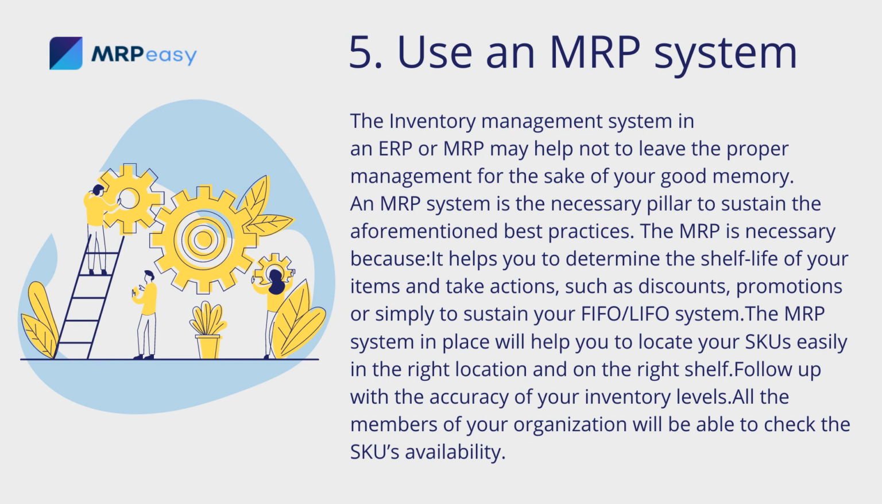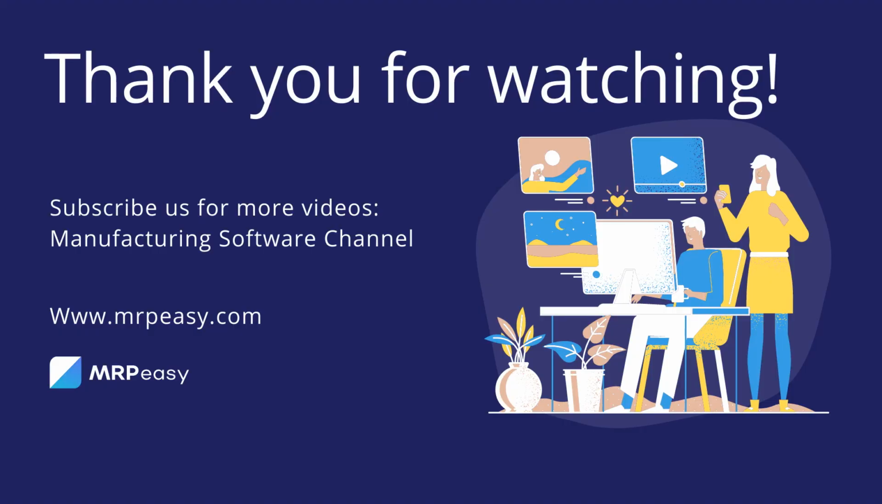The MRP system in place will help you locate your SKUs easily in the right location and on the right shelf. Follow up with the accuracy of your inventory levels. All the members of your organization will be able to check the SKU's availability.